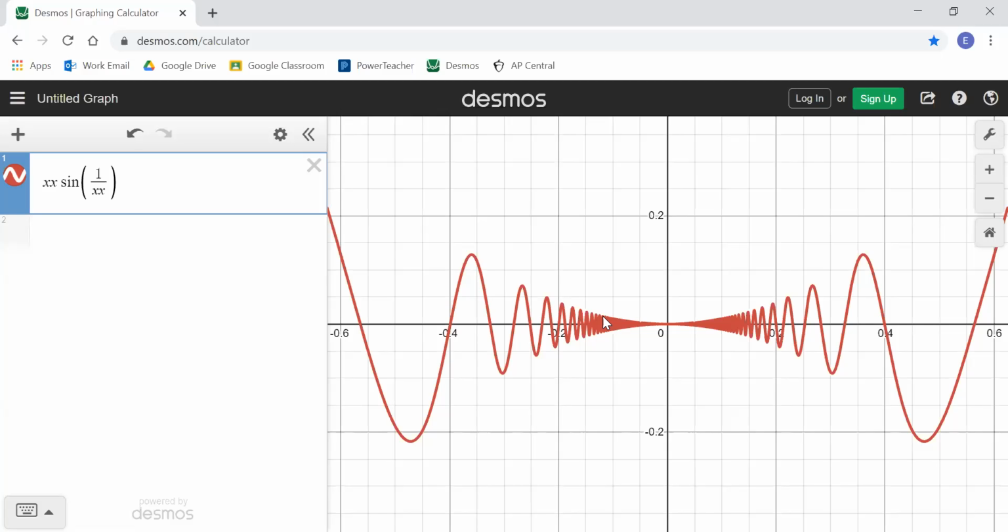We have to find some algebraic way to prove it, which means we got to find some function that's always greater than or equal to this, and some other function that's always less than or equal to this, that both have a limit of 0 at x equals 0. Any thoughts on what those functions might be?